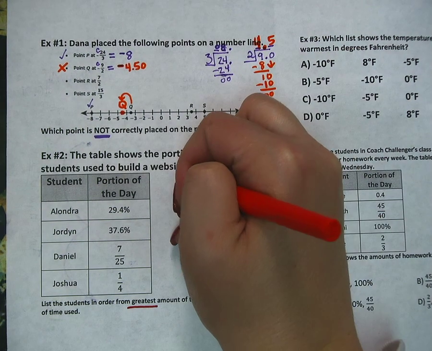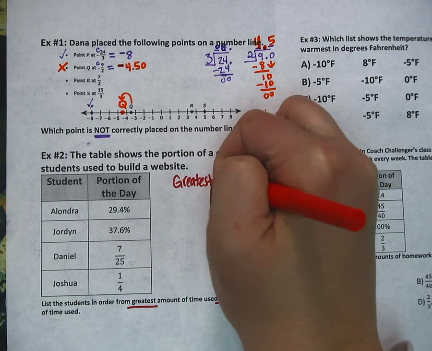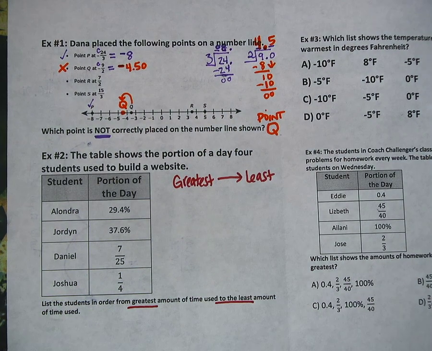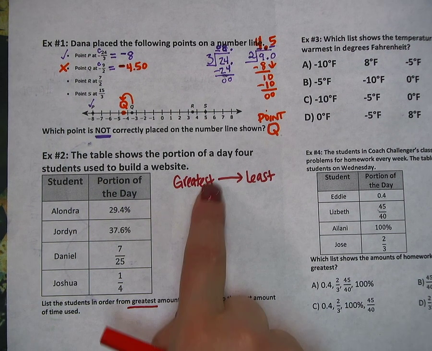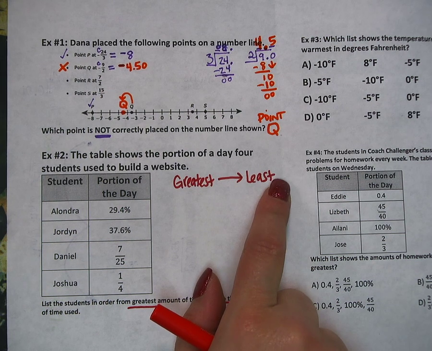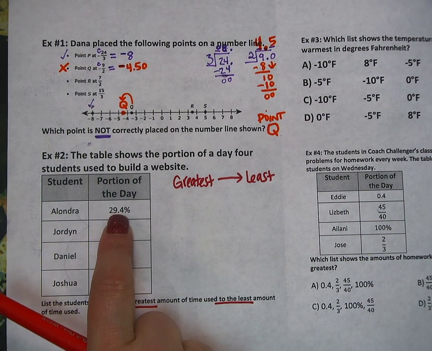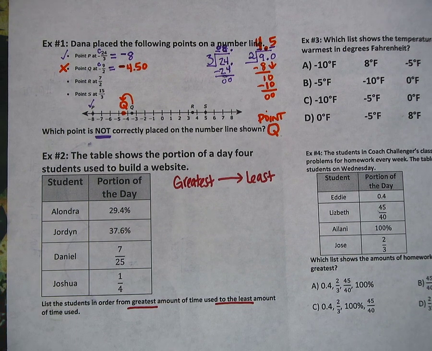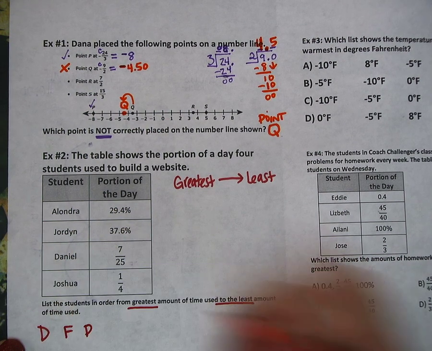So I'm going to go ahead and write that. I want greatest, and then I want to go all the way to the least. And I go ahead and rewrite it down just to remind myself so I don't forget. So I know I'm going to start with the biggest number and I'm going to end with the smallest number. All right, so again, even though this has a decimal, it's not a decimal yet because it has a percent sign. So how do we move from a percent to a decimal?